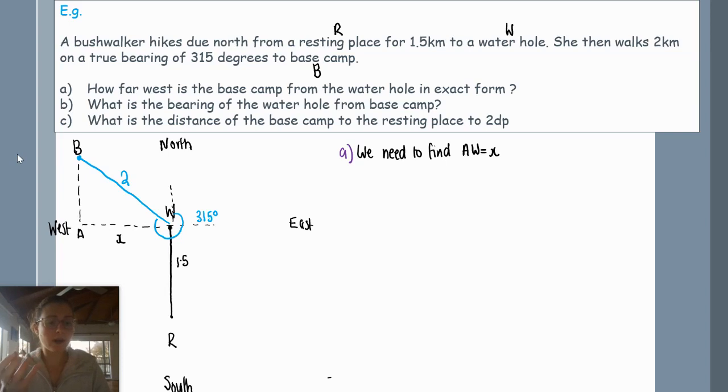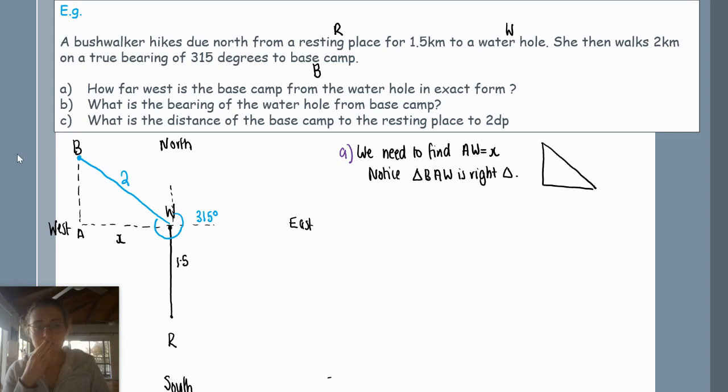Okay, this looks like a right-angled triangle, and it is. So BAW is 90 degrees. We have a right-angled triangle, where A to B is north and A to W is west. I also know the hypotenuse is 2. I've just got to find that angle at the base where W is.